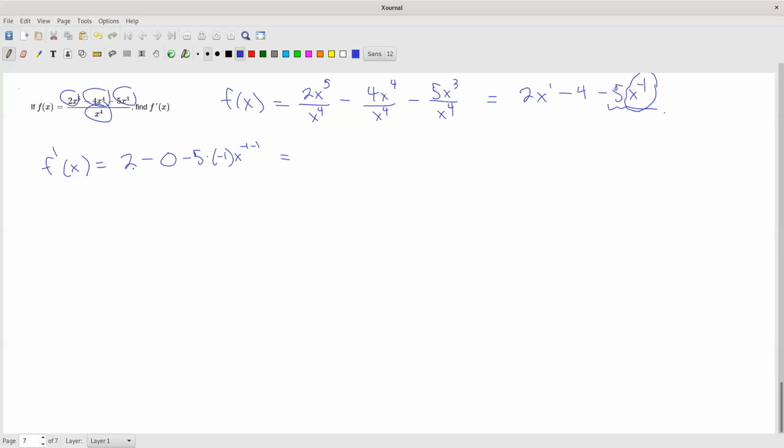So the 2 is chilling out front. And then here I have minus a negative 5 times a negative 1. So minus a negative, so that's going to be a plus 5 times x to the power negative 1 minus 1 is negative 2. So I believe this is the slope function, f prime of x.